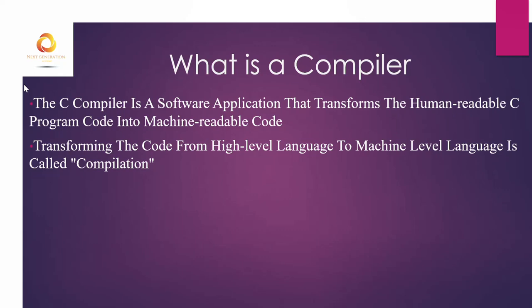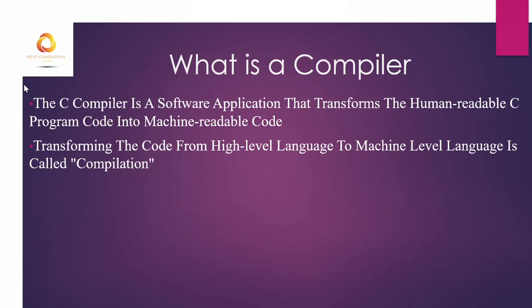The simplest definition is that a C compiler is a software application that transforms human-readable C program code into machine-readable code. As simple as this. With the help of the compiler, when the programmer writes code in English, the compiler helps convert it into machine-readable code, which is binary. When we talk about machine-readable language, we're simply referring to the binary language. This is the work of the compiler.